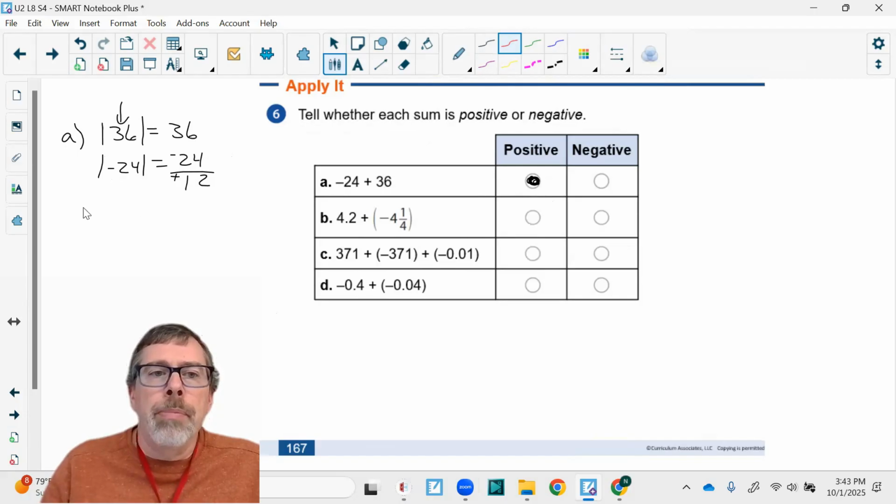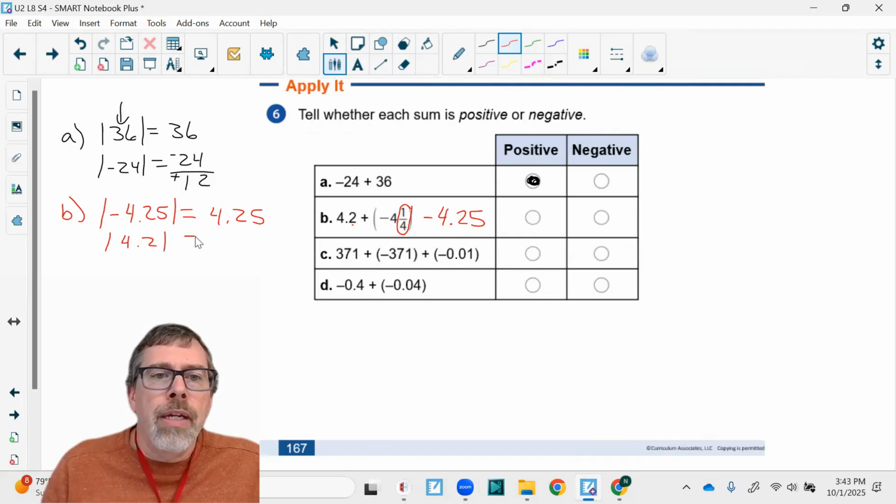Okay. Part B. We have 4.2. We have negative 4.25. We have a fraction. We have a decimal. I want to make this a fraction. Either make this a fraction or make that a decimal. I'll turn this into a decimal. So that should be negative 4.25. So I'm going to take the absolute value of negative 4.25, and that is 4.25. Take the absolute value of 4.2, and that is 4.20.